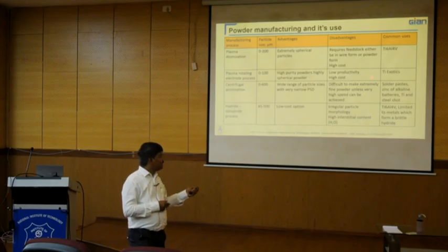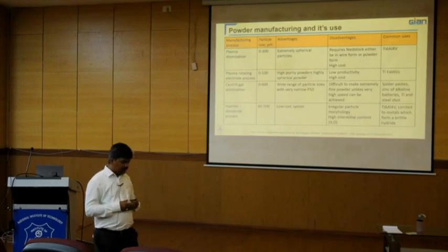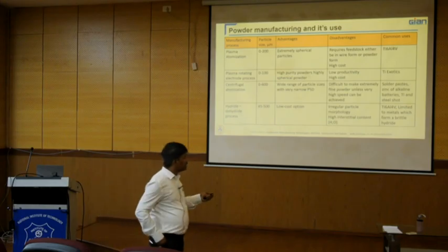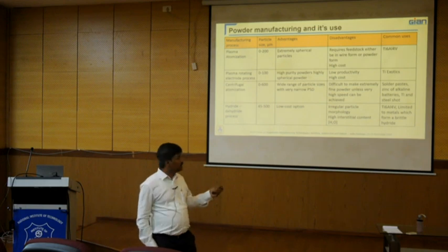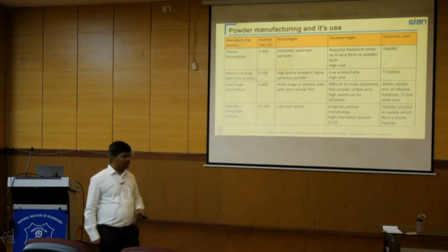It is also used for zinc alkaline battery powder particles and pastes, as well as titanium and steel shards. For this purpose we use the centrifugal atomization process.